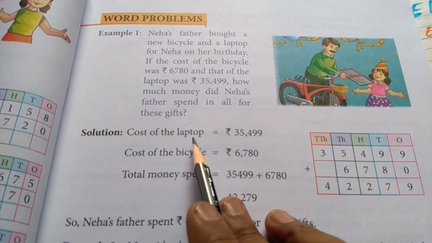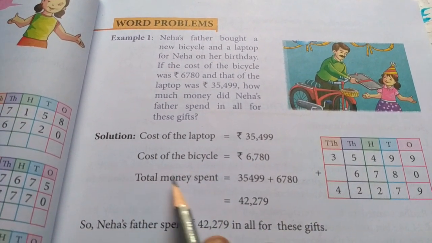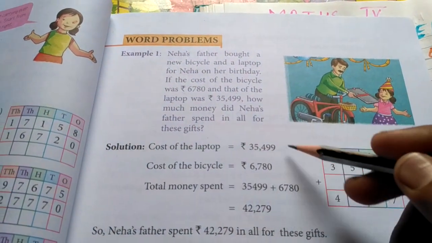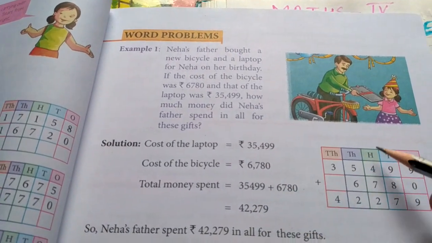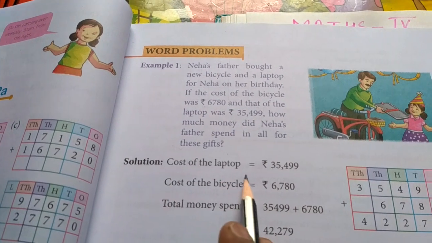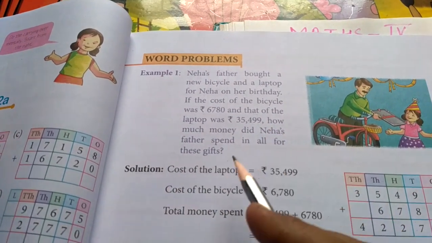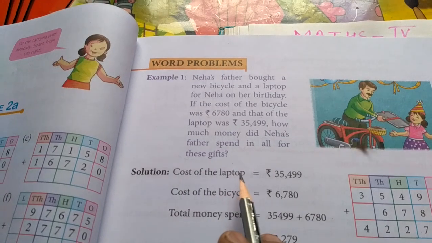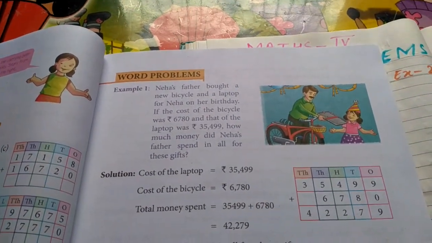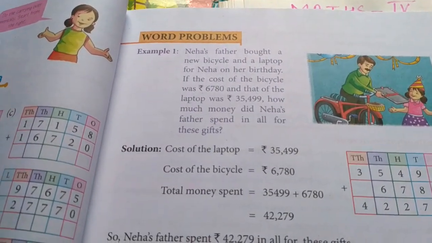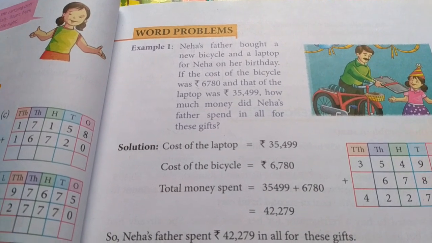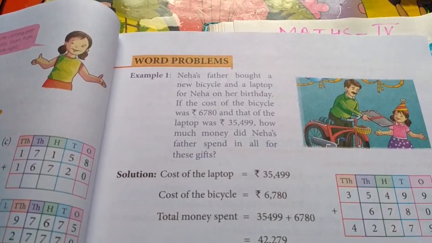First we have written cost of the laptop. Yes, these kinds of statements are to be written while solving word problems. You cannot directly write rupees 35,000 and 6,000 and just add it up. No, you have to write in the statement form, in the word form. So first, whatever is given, that you have to write in the statement form. Whatever clues, whatever digits, whatever information is given in the question with which we have to do the mathematical operation, that we will write first.